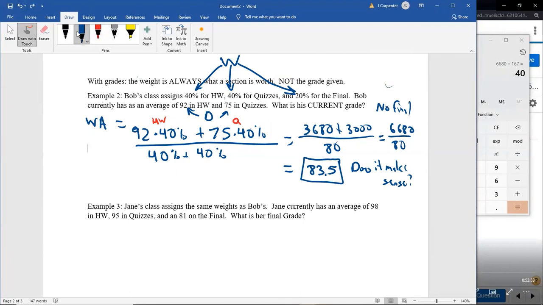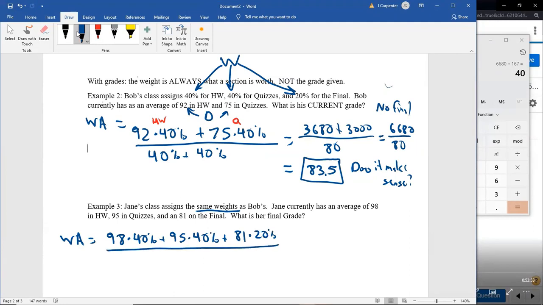All right, so Jane's weighted average. I'm going to go homework, quizzes, and then tests. So her homework was a 98. That was the data, times the weight, which is the 40%, plus the quiz grade, which was a 95, times its weight, which was also 40%. We said the weights are the same. And then plus the final exam, which she earned an 81 on, times its weight of 20%.